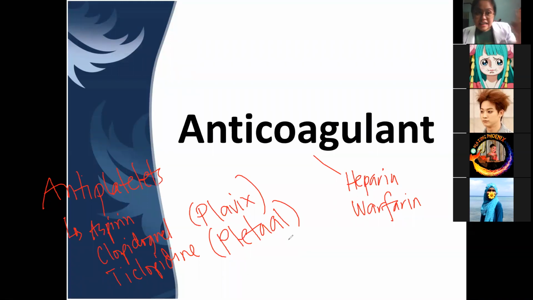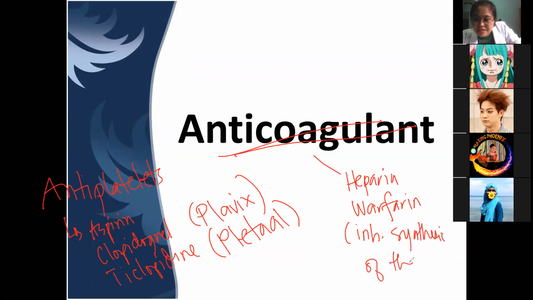Antiplatelets stop the platelets from aggregating or sticking together so there is no blood clot formation. Remember, at the beginning of our discussion, the first step in hemostasis is platelet aggregation. The anticoagulants, heparin and warfarin, inhibit the synthesis of the factors. Remember there are many factors in the second stage of blood clot formation. So that is the difference between the anticoagulants and the antiplatelets.